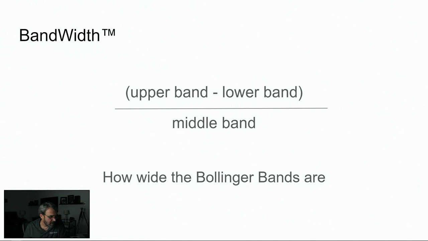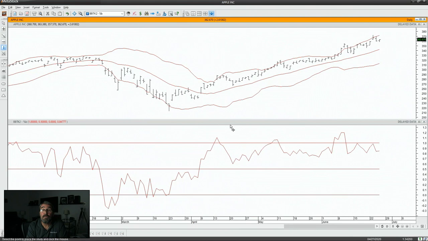All right, bandwidth is the upper band subtracted by the lower band, the difference of the upper band and the lower band divided by the middle band. And that's just showing you how wide the Bollinger Bands are. So let's go back and show you that. And I'm just sort of building up a chart that you might use when you're using Bollinger Bands to analyze your security.